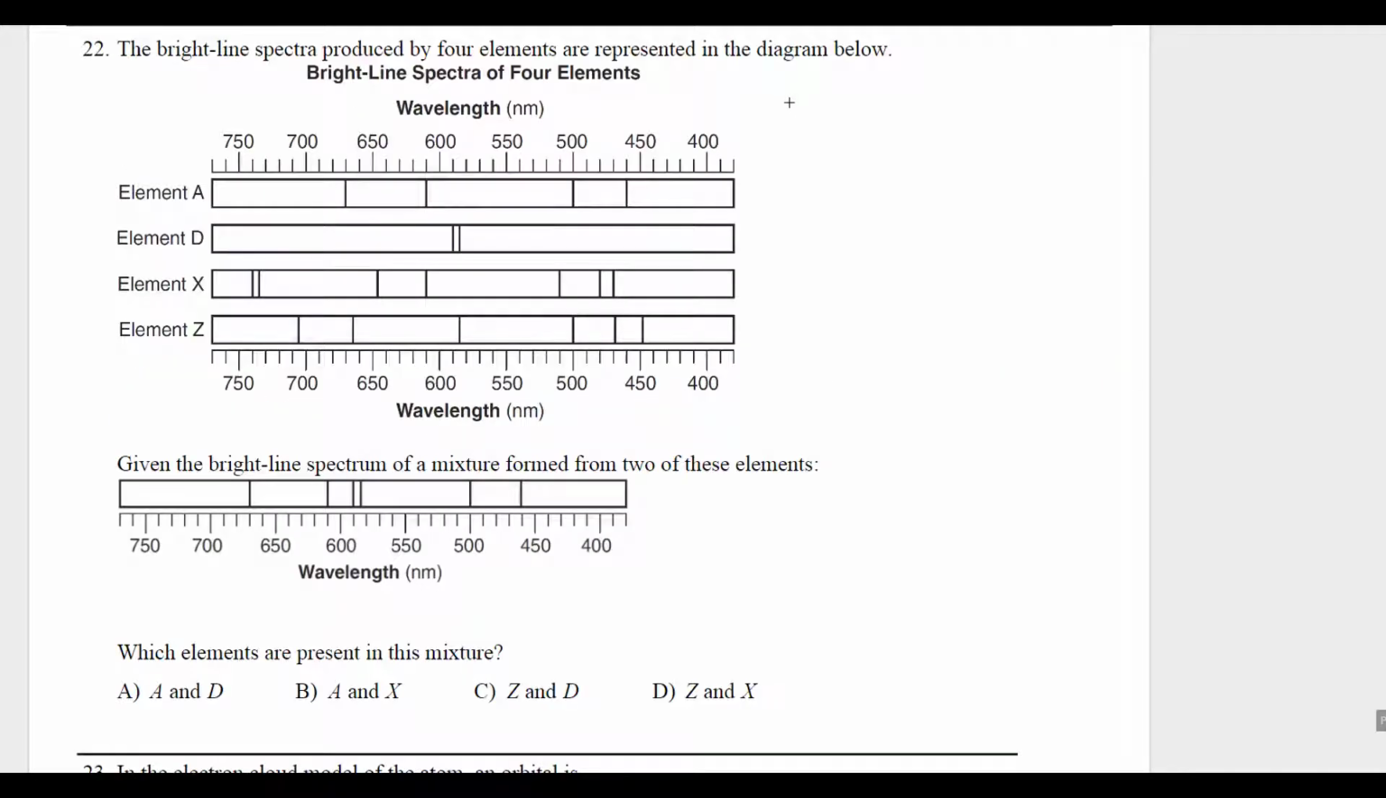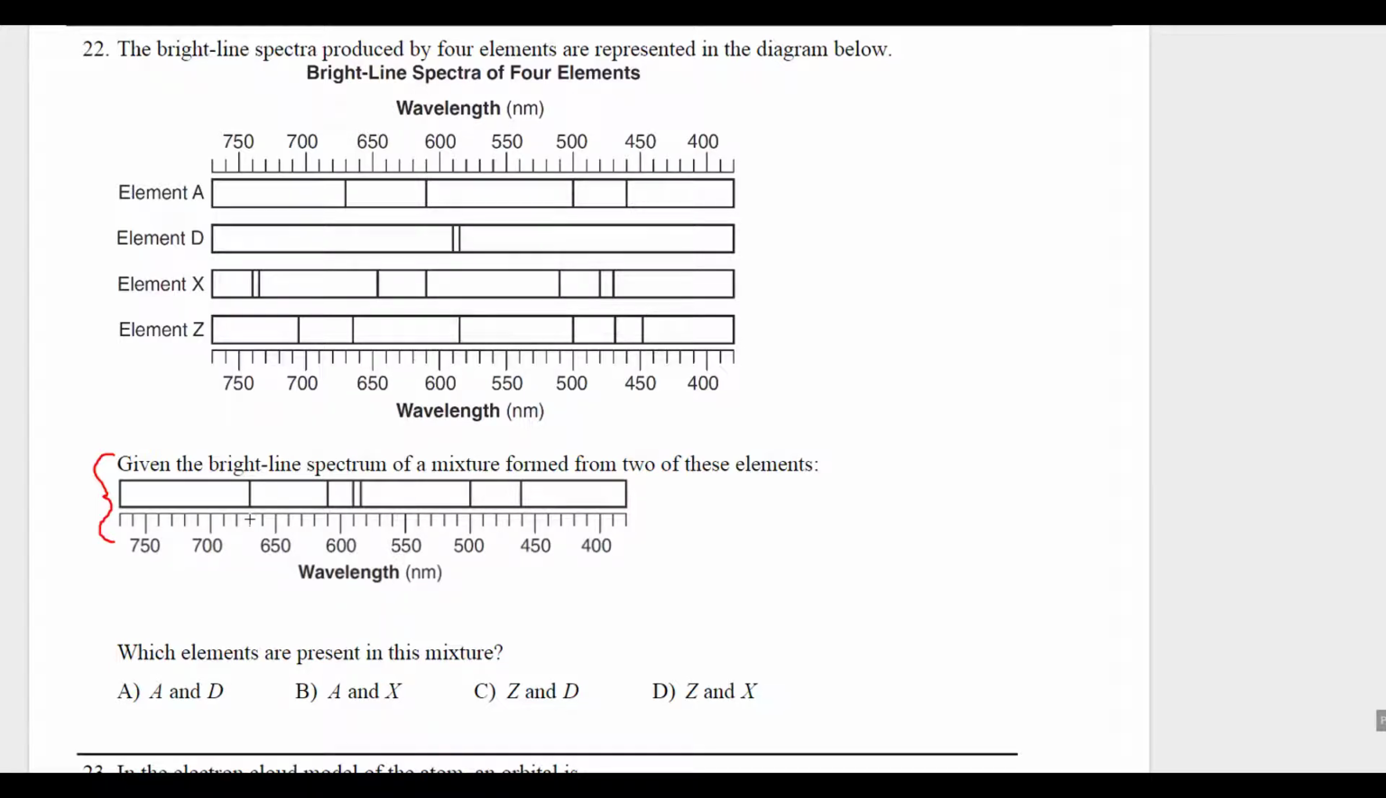And we want to know which elements are present in this mixture. This is a great question. So let's start off by looking at what we've got. We've got elements A, D, X, and Z here. Now remember, they're not asking you to name the actual element. These are example elements. So the choices are either A, D, X, or Z in some combination. Here we have our mixture. Now notice, they've made this question extra tough by making it so you can't actually just directly line up your lines in the spectra with the sample mixture. You have to look at the wavelengths.